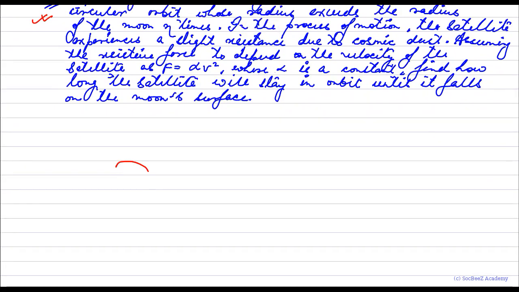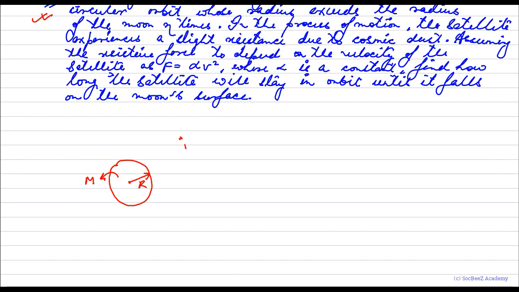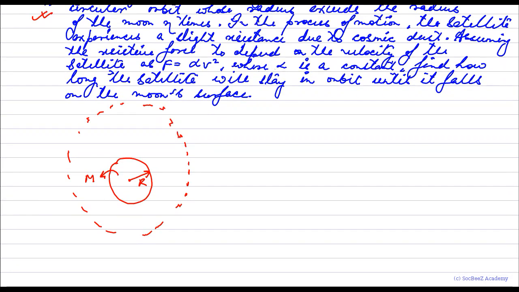Okay, so this is basically my moon. It is of mass, let's say, M. And my satellite is moving in a circular path whose radius exceeds the radius of the moon by η times. So its radius is ηR. Now let's say that in this circular path the satellite had a velocity of v1.